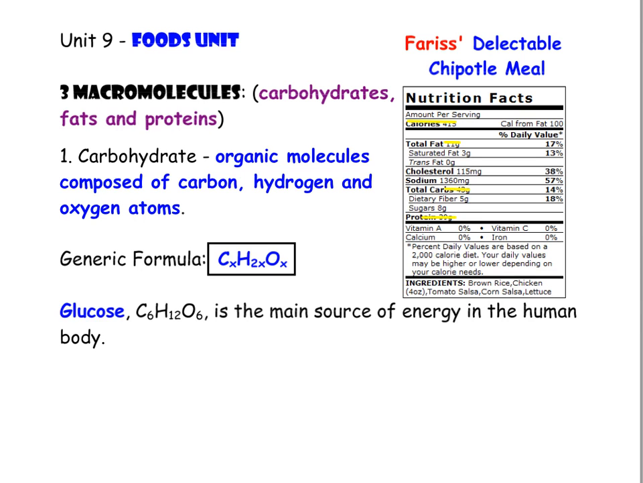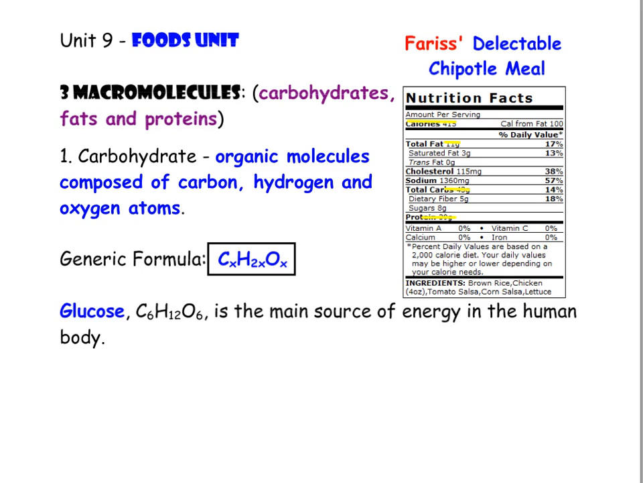In this unit, we are going to be discussing three different macromolecules. One of them is going to be carbohydrates, another is going to be fats, and the last one is going to be proteins. One thing to keep in mind with carbohydrates, they are an organic molecule composed of carbon, hydrogen, and oxygen atoms. One way that you can remember this is if you think about carbohydrate and break that apart, we have carbo, which stands for your carbon here, and then hydrate. Well, if you think about hydrating something, that makes you think of water, and water is composed of hydrogen and oxygen atoms.